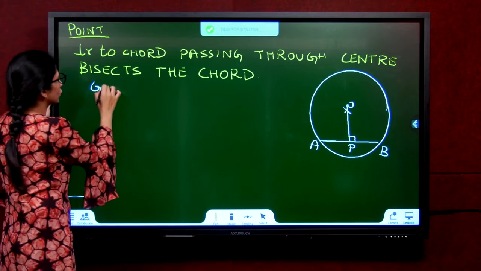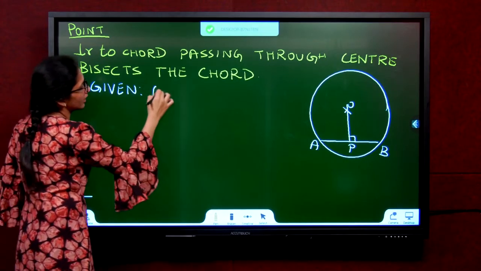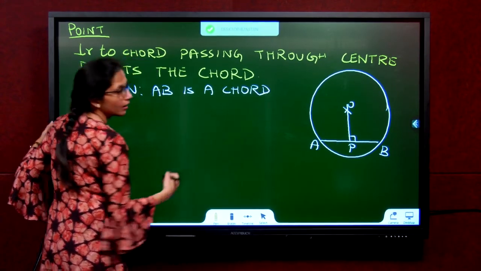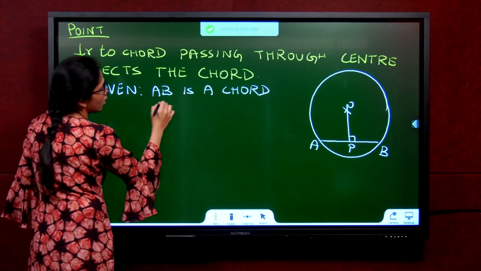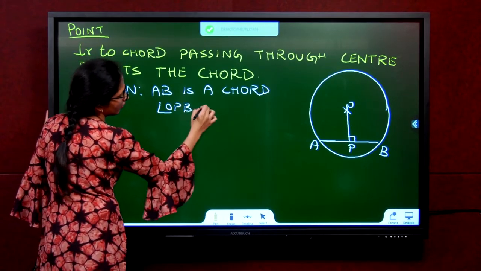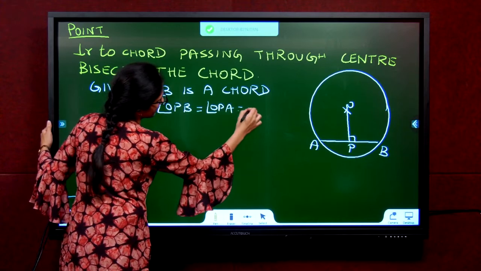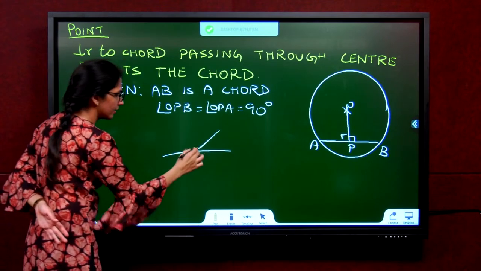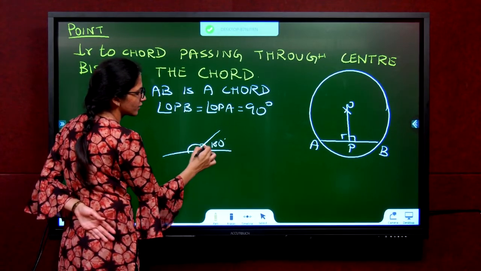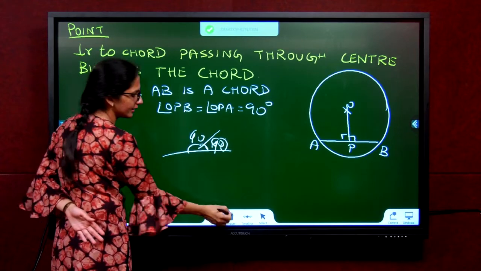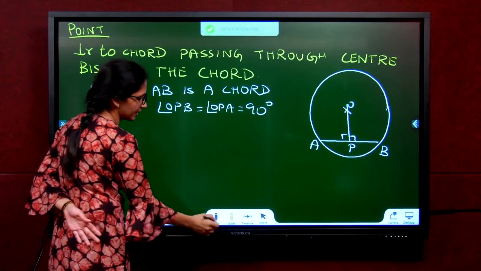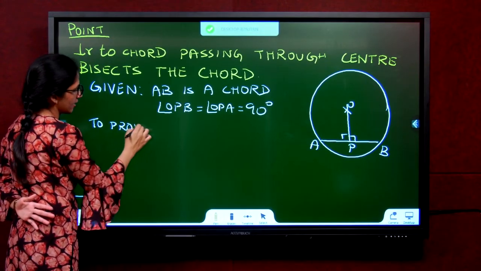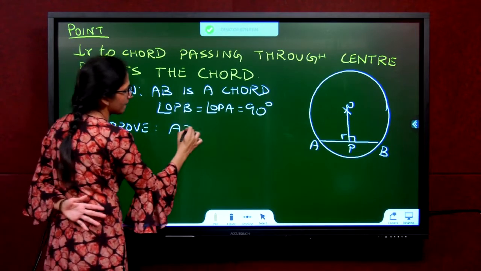So what is given in the question? It is given that AB is a chord. Next thing given is angle OPB, angle OPA is 90. If this is 90, this is also 90. Why? Because on a line, this angle plus this angle is 180. So if this is 90, this has to be 90, linear pair. That's all very basic. Now, what do we have to prove? That it is bisected. That means you have to prove AP equals BP.